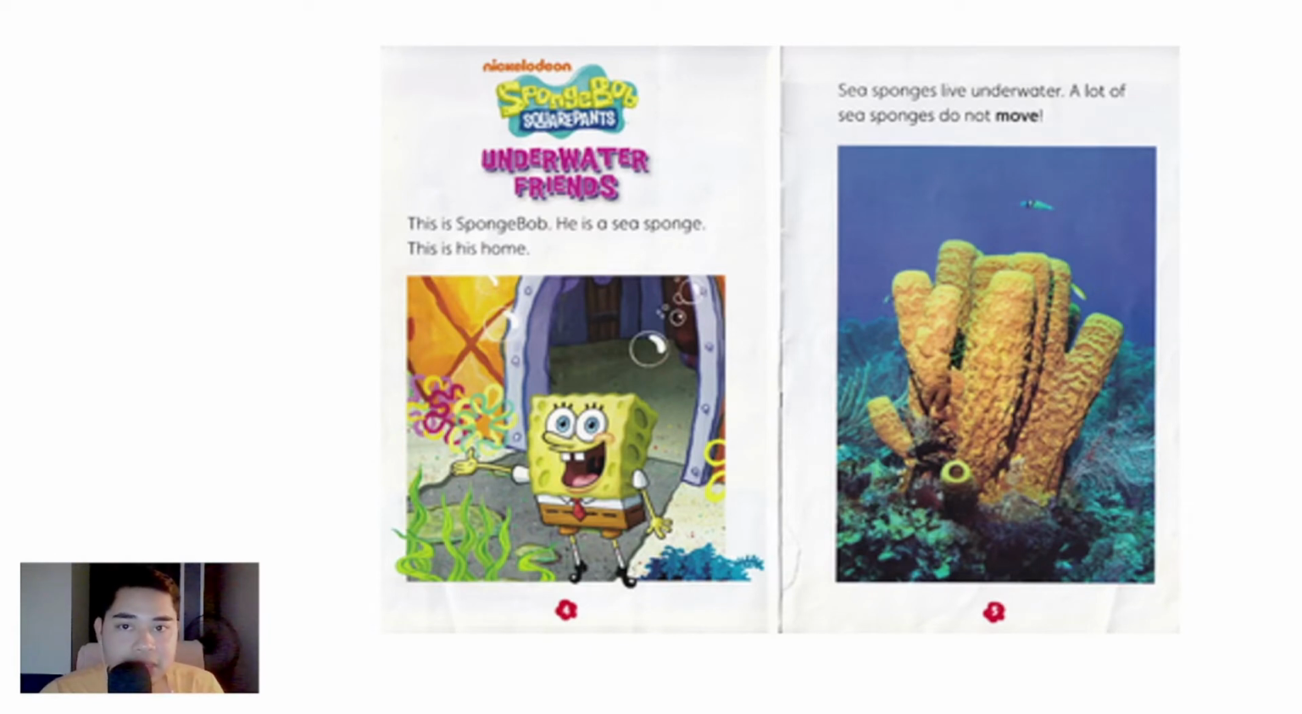SpongeBob is one of the most famous characters that is actually inspired by a creature, a sea sponge creature. So this is what SpongeBob is inspired from, although it's not shaped like SpongeBob.